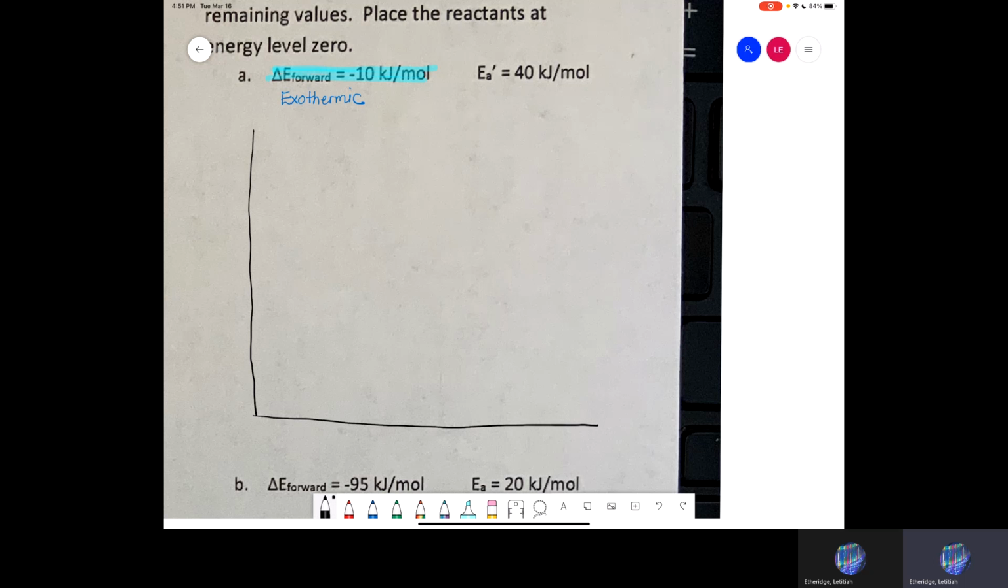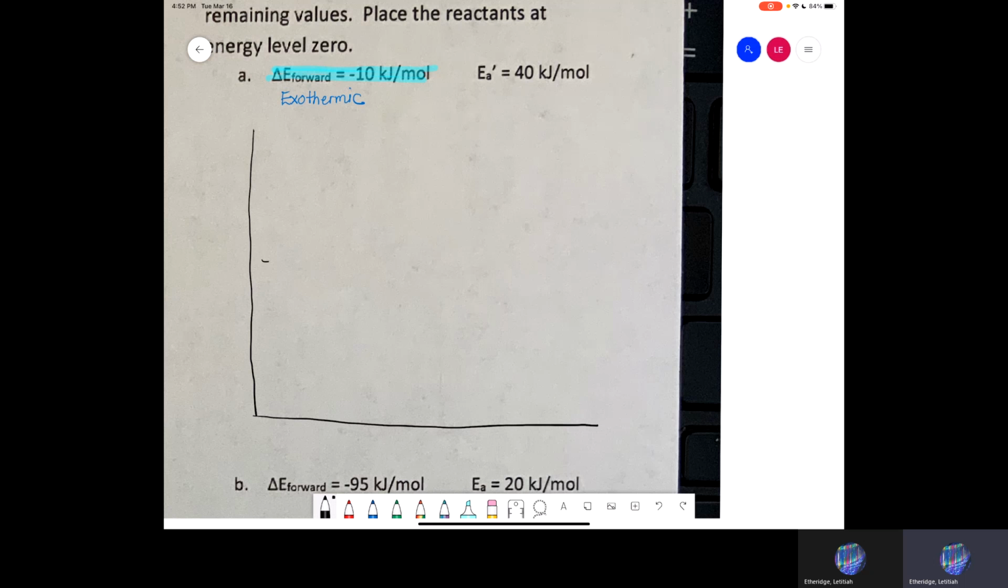Okay, now we know that it is exothermic, right? So if you remember from exothermic, you have two choices. You need to decide whether your reactants are a higher energy than your products or your products are a higher energy than your reactants. When we talk about exothermic reactions, remember the whole reaction releases energy. So that means that my reactants are at a higher level than my products.